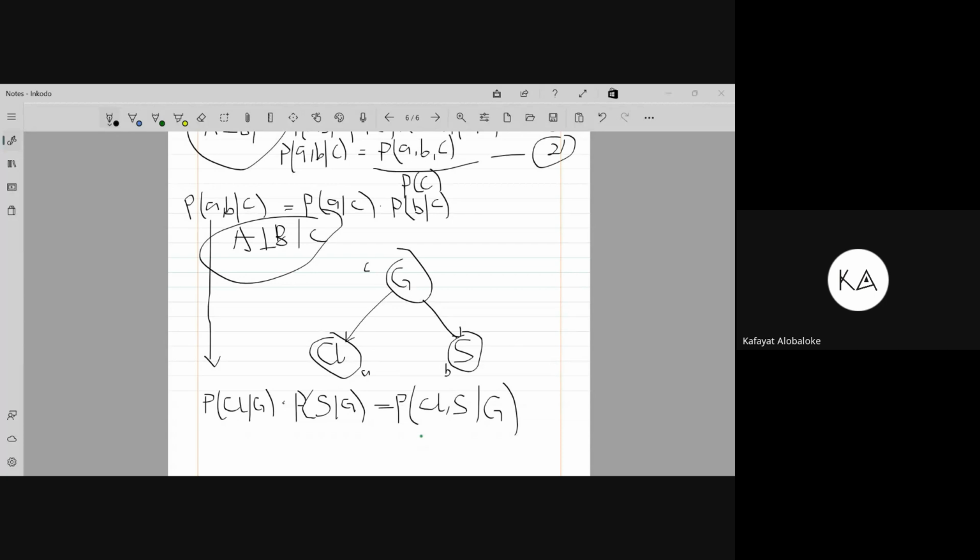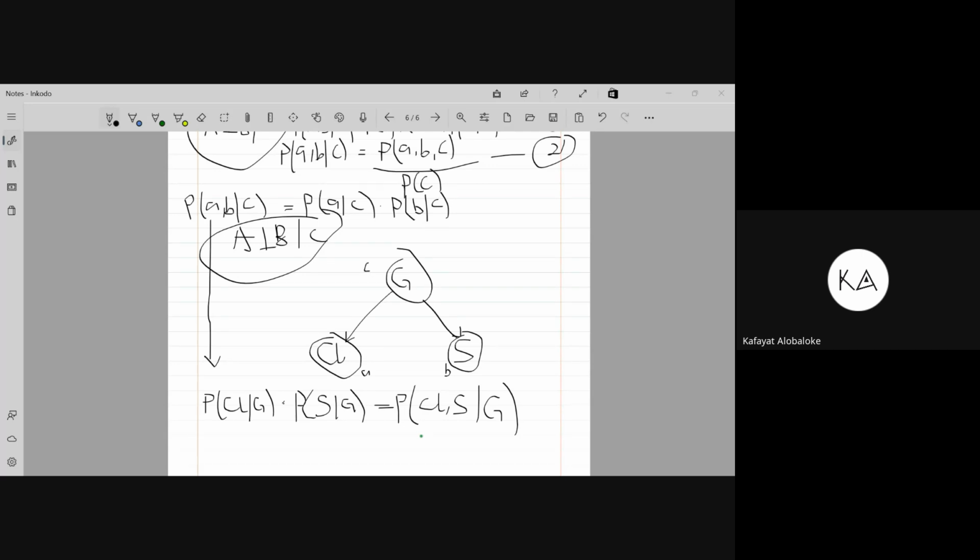That's the decomposition property. That means if you have event A, which is conditionally independent of another event, B and D, given C at the same time, then event A will be conditionally independent of B, given C. And also event A will be conditionally independent of D, given C. In this case, independence from a group implies independence from each of the events.